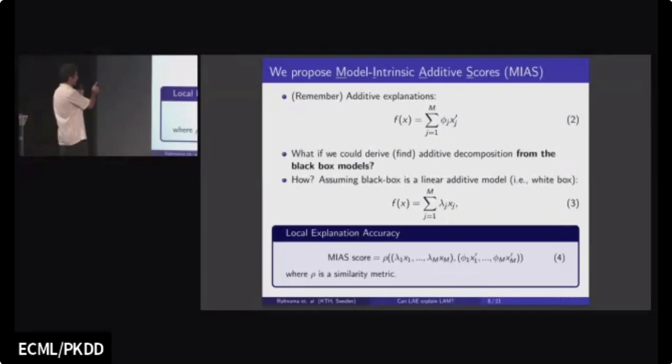So remember that FAX decomposed to that by the linear additive models? What if we found another linear additive decomposition from the model? That way, we could potentially take all these terms, because there's no interaction term, right? So take all these terms one by one, construct a vector, and use a similarity metric, very old school, to actually compare how far these additive decompositions are. So this is what we call the notion of local explanation accuracy.